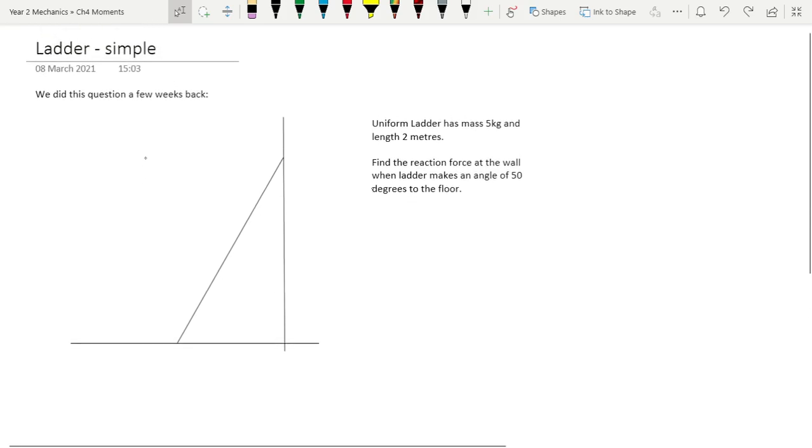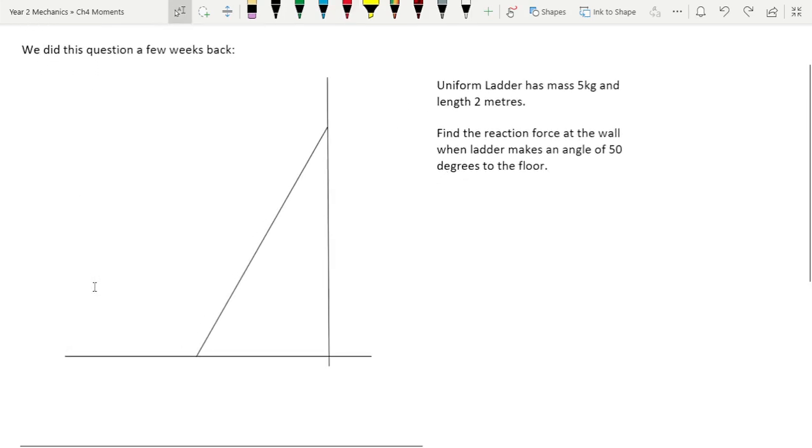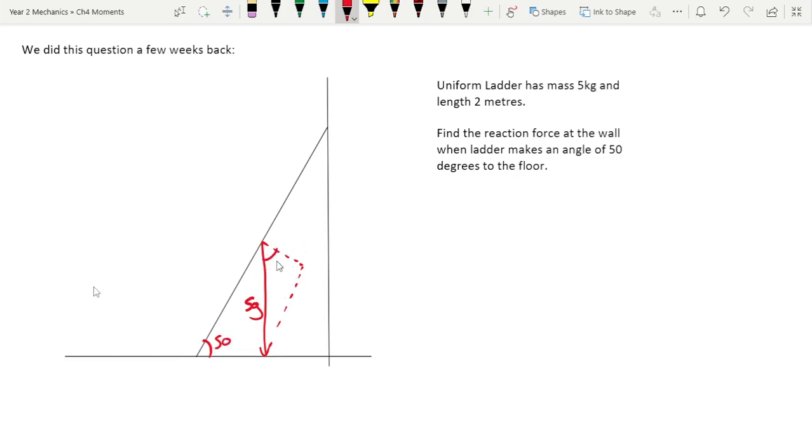Okay. So moving on to ladders, this is another really common context, and we did this question a couple of lessons ago. So we've got a uniform ladder of mass 5 kilograms and length 2 meters. So let's just draw its weight on. So this is 5G, we can resolve it like that, and it says the angle is going to be 50 degrees. Okay, we want to find the reaction force at the wall. Just like that question earlier with the peg, the reaction force here is going to be perpendicular. I'm going to call this RW for the reaction force at the wall.